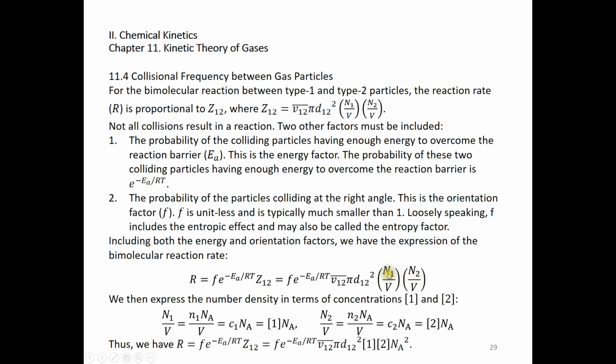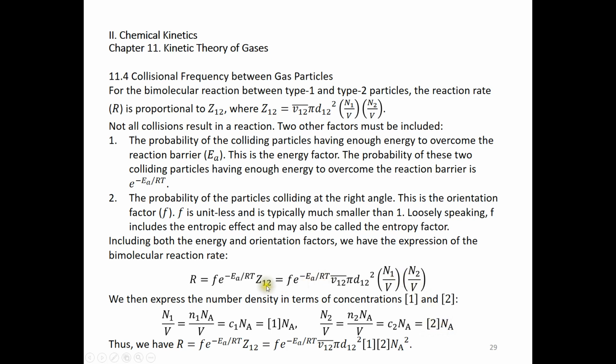We can also express this number density in terms of concentration. So this N1 over V is the lowercase n1 over V times Avogadro constant. That's just the concentration of type 1 times Avogadro constant. In kinetics, we sometimes write concentration this way. This is the concentration of type 1 multiplied by Avogadro constant. Similarly, N2 over V, the number density for type 2, is the concentration of type 2 multiplied by Avogadro constant.